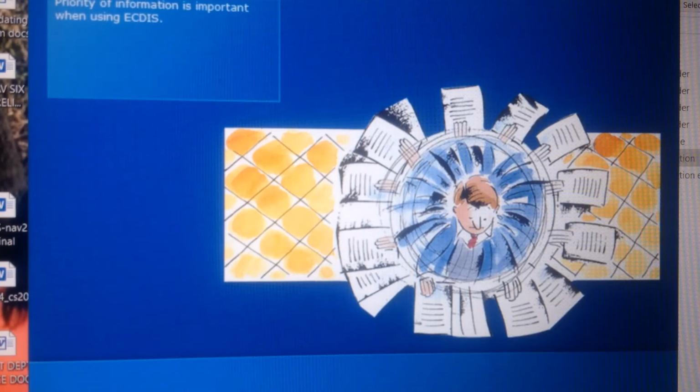Priority of information is important when using ECDIS. Non-HO information should not obscure HO chart information, and information ahead of the ship along the planned route should have priority over information astern of the ship.